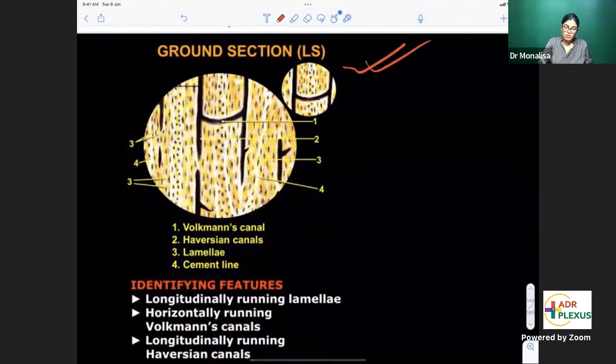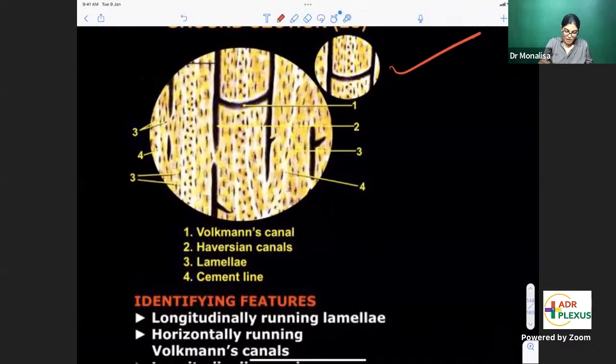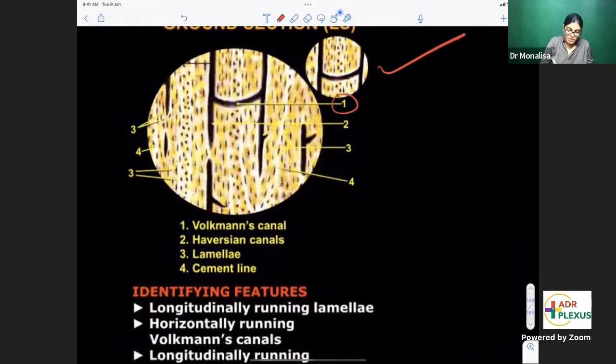When you see the longitudinal section of the bone, you can see the Volkmann canal is running horizontally and the Haversian canal is running vertically. This is the difference between the transverse section and the longitudinal section of the bone.